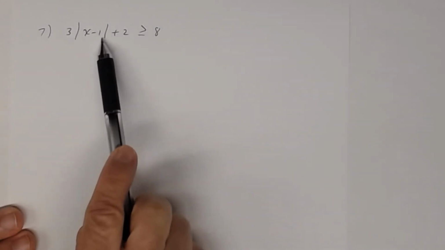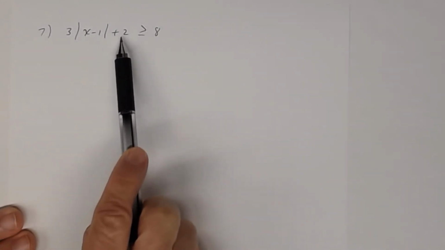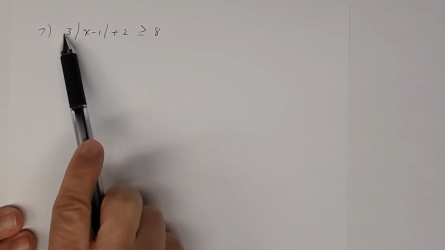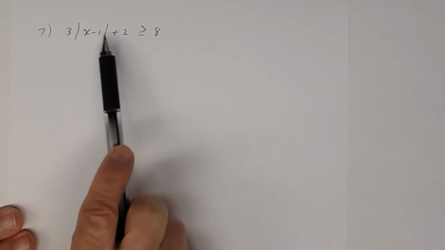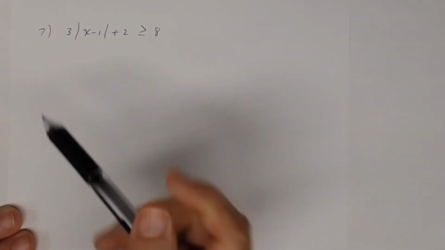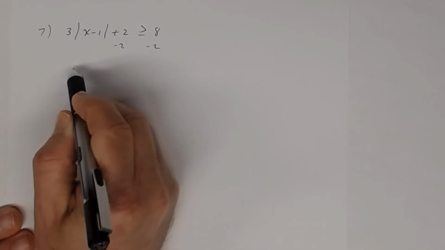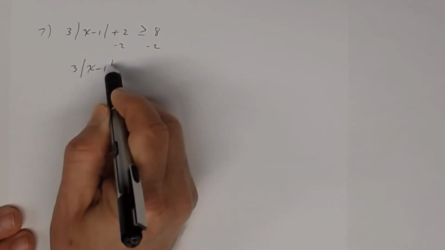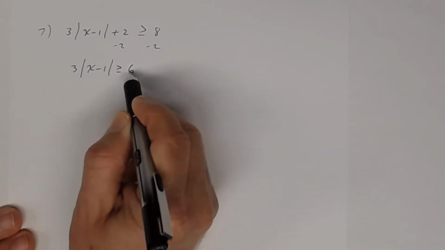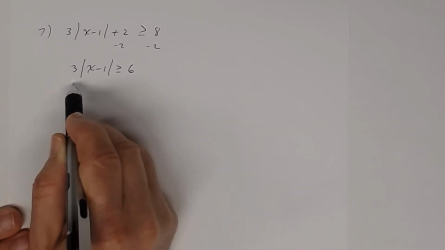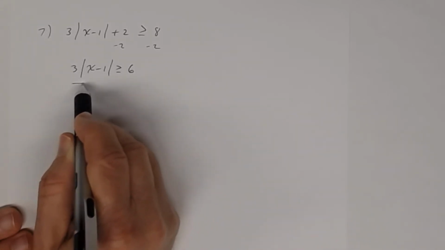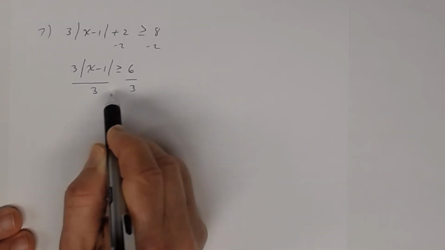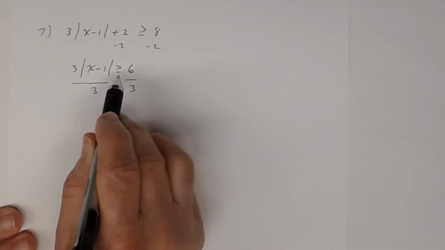Okay, so number 7, we have this absolute value inequality. So remember, you need to get the absolute value expression by itself. So I need to get rid of this 2 and this 3. So right now, always get rid of the multiplication at the end. So let's get rid of the addition first. We're going to subtract 2 from both sides. And so I get 3 times the absolute value of x minus 1 is greater than or equal to 6. And then I'm going to go ahead now and divide both sides by 3, just like this.